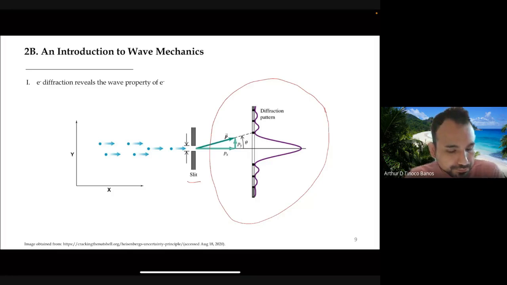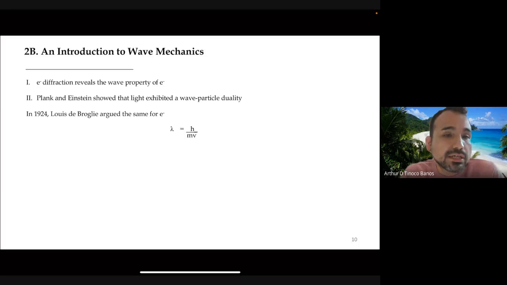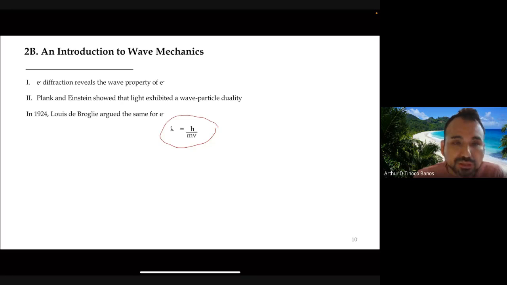All right, so previously, Planck and Einstein showed that light exhibited a wave-particle duality. In 1924, Louis de Broglie argued the same for the electron. And so what he did was to develop an equation to represent this type of duality. So here in this equation, we have the wavelength equals h, Planck's constant, divided by mv.